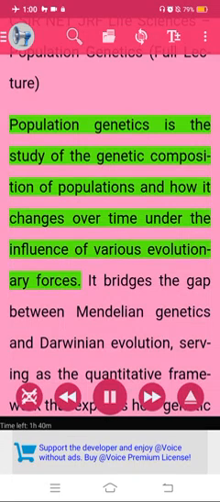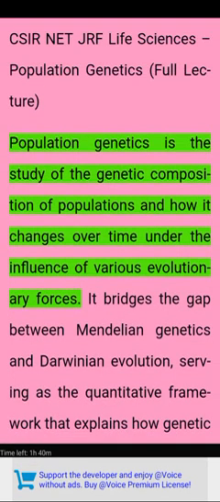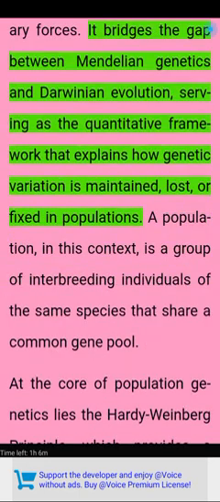Population genetics is the study of the genetic composition of populations and how it changes over time under the influence of various evolutionary forces. It bridges the gap between Mendelian genetics and Darwinian evolution, serving as the quantitative framework that explains how genetic variation is maintained, lost, or fixed in populations.